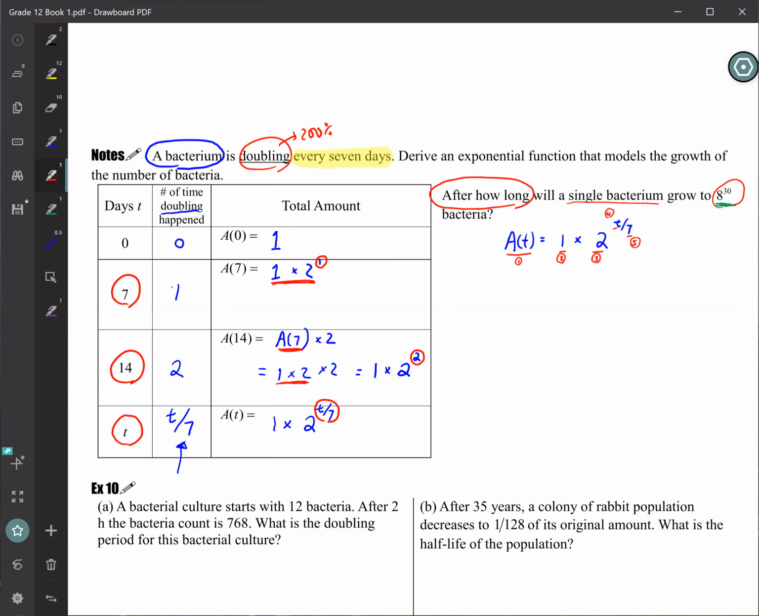So I would like to know, where do you plug in 8 to the 30? Cindy, what do you think? Where should we plug in the 8 to the 30? 80. 80, very good. Okay. So 8 to the 30.